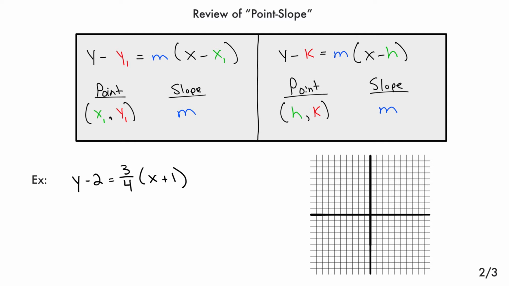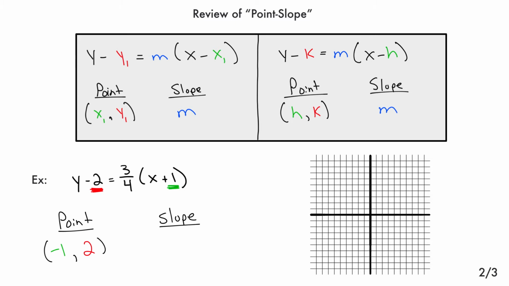So let's run through an example. I have y minus 2 equals 3 over 4 times the quantity of x plus 1. Just by looking at that equation and understanding point slope form, I know a point on the line and I know the slope of the line. Just by looking at the equation. I don't even need to do much math. I just look at it and go like, oh, I can see it. The point, or the coordinate, will be at two for my y value. And it'll be at -1 for my x value.